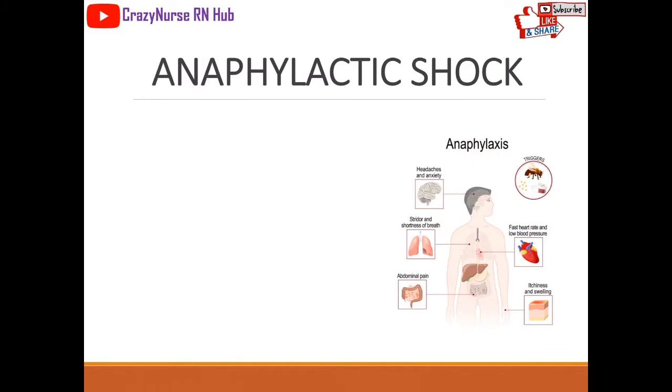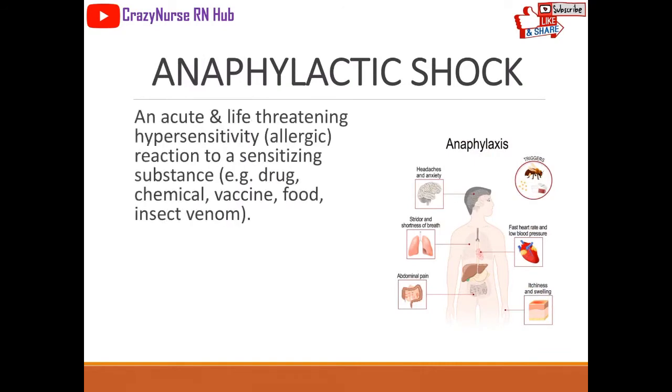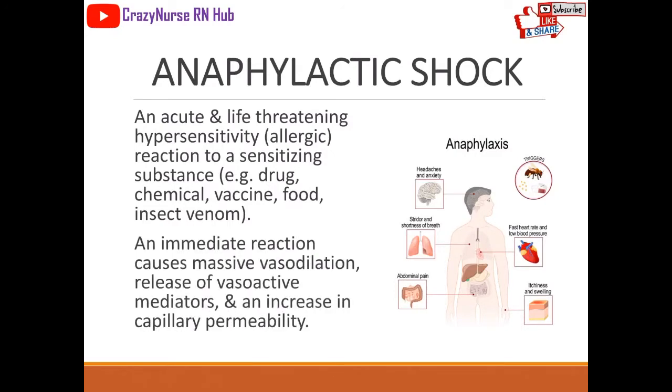Next, we have anaphylactic shock. It is an acute and life-threatening hypersensitivity or allergic reaction to a sensitizing substance, such as drug, chemical, vaccine, food, and insect venom. Usually, an immediate reaction causes massive vasodilation, release of vasoactive mediators, and an increase in capillary permeability. As capillary permeability increases, fluid leaks from the vascular space into the interstitial space.